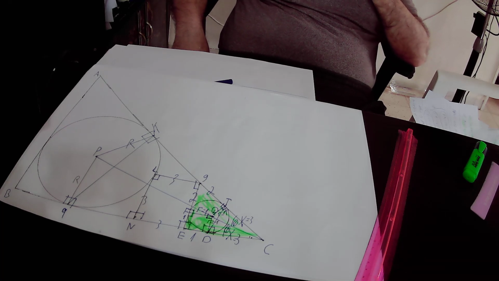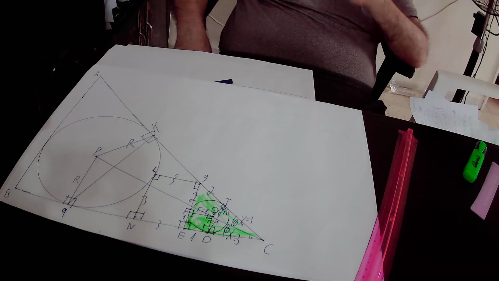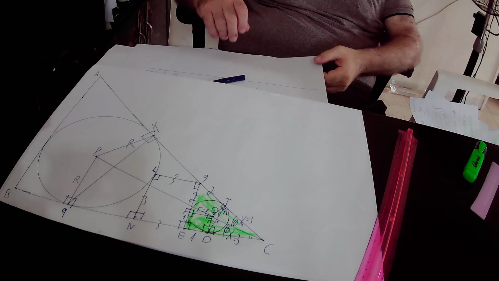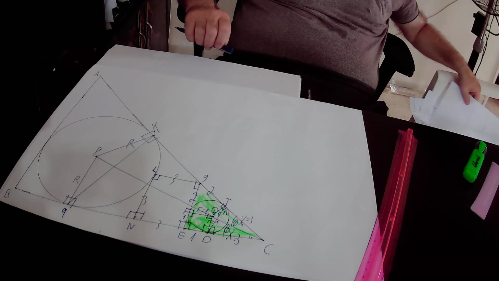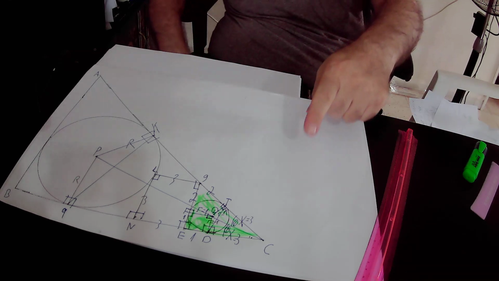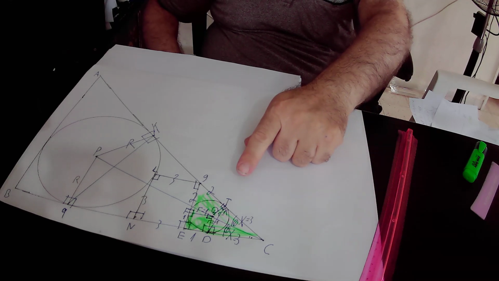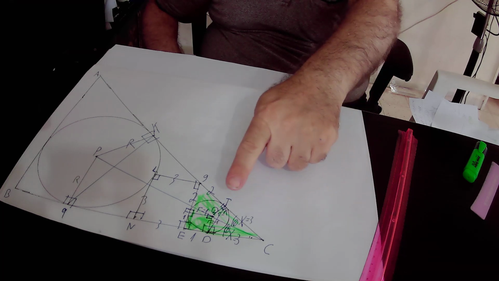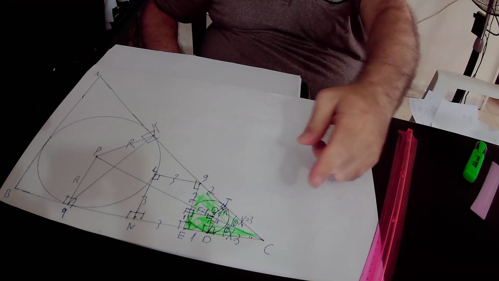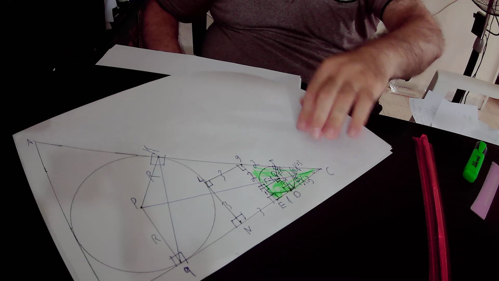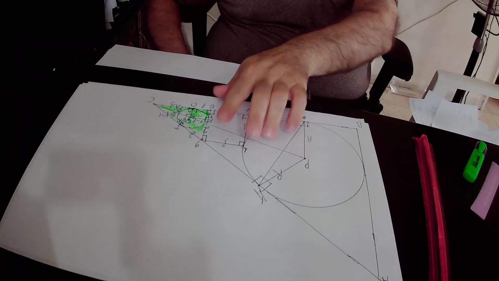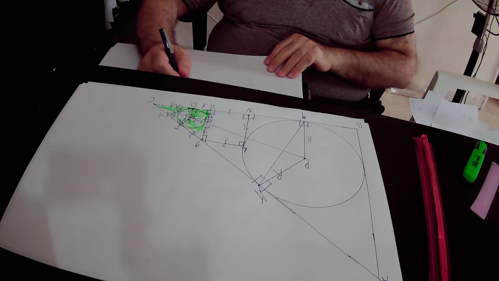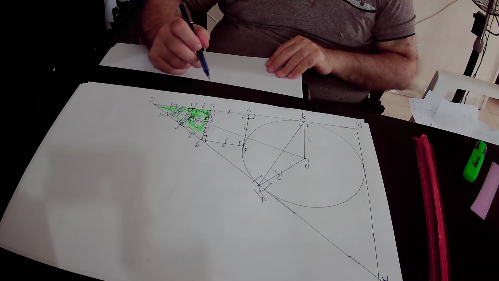So here, if CO doesn't pass through point P, then we will have angle OCD that is equal to theta. So we have the first angle, that is angle OCD, or DCO.